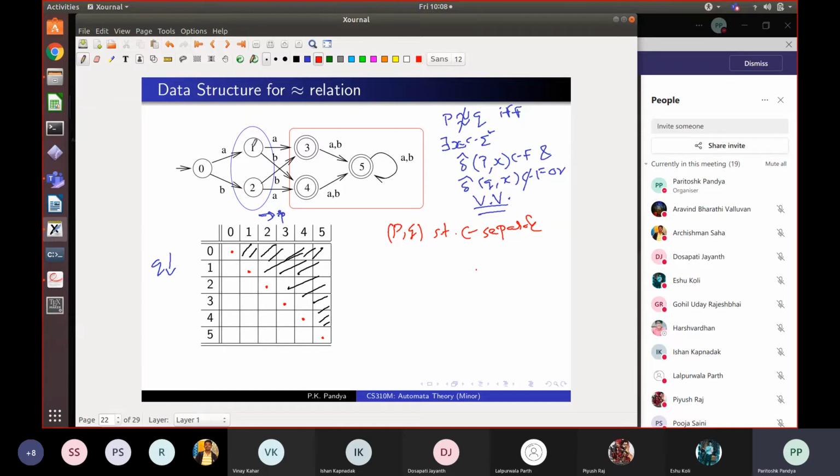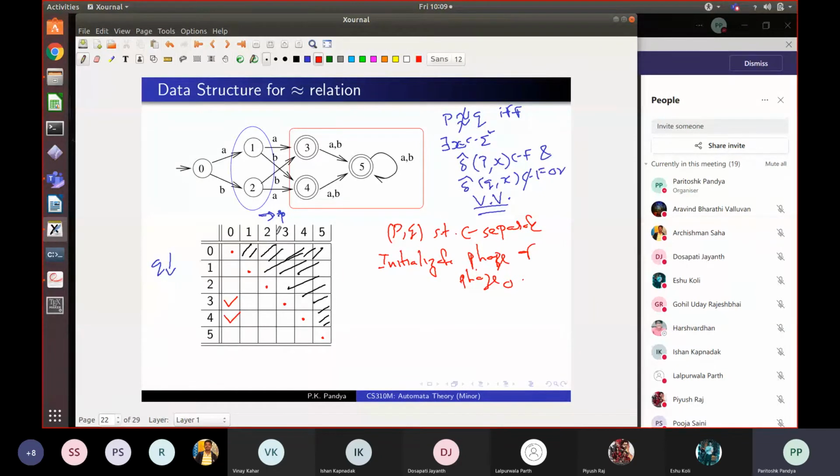So let's start. What about 0, 1? That does not come under this. What about 0, 2? Also, both are non-final. So we cannot mark it by this first step. What about 0, 3? 3 is final and 0 is non-final. So we put a tick here. Okay, so what we are doing is what is called the initialization phase of marking this table. Phase 0. Okay, phase 0 is what we are doing. So 0, 3 is marked, 0, 4 also has to be marked because 0 is non-final and 4 is final.